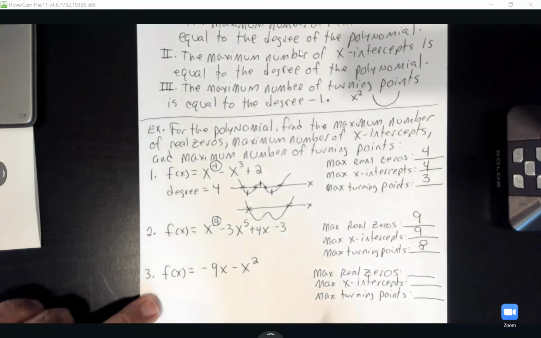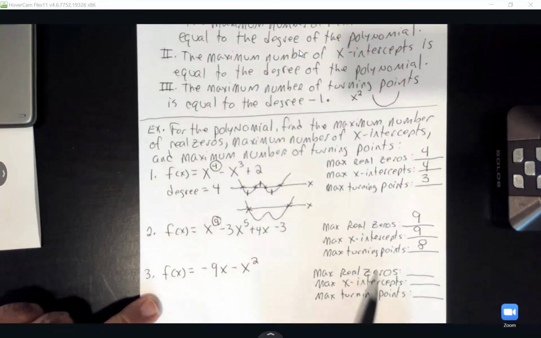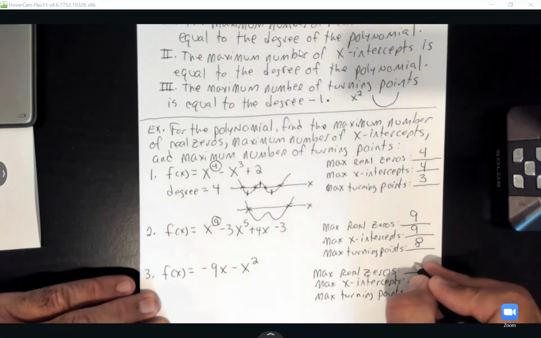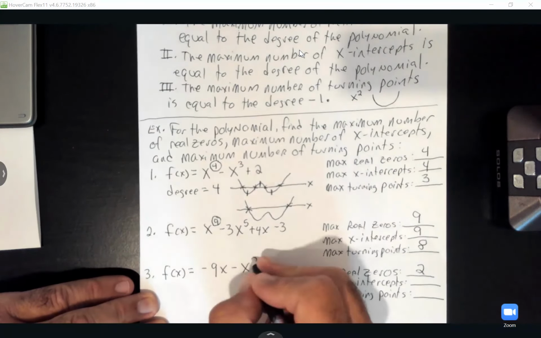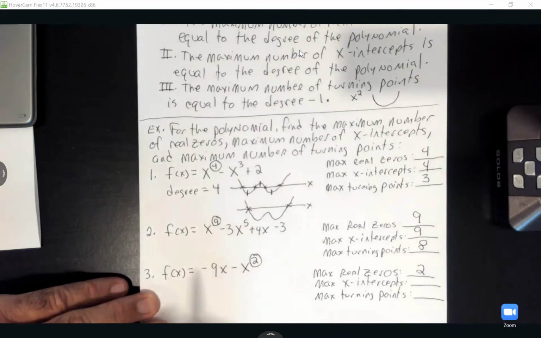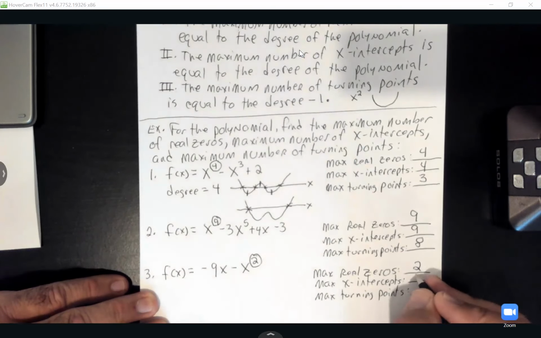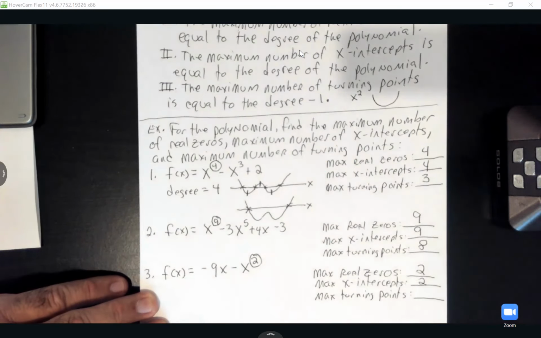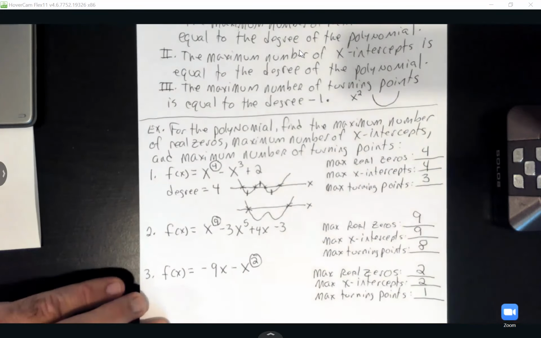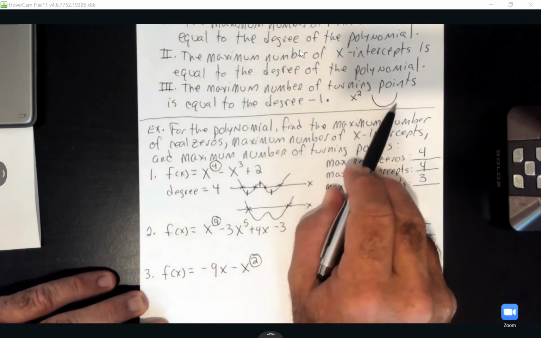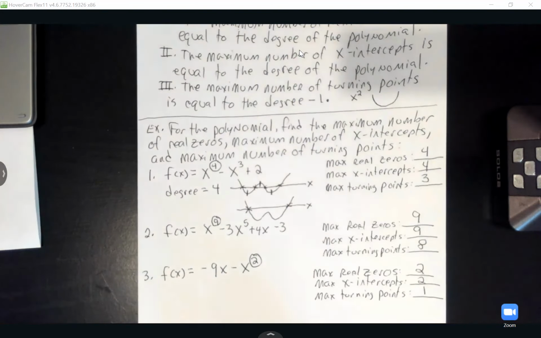All right, y'all. So how about my maximum real zeros? 2. I think it's 2. Yeah. Good job. So the only thing we can do is maybe put them out of order, but good job. Y'all found a degree of 2, which means my max intercepts, 2. And then my maximum turning points. 1. There you go. Remember, these x squared graphs are these parabolas, and they only turn once, so there you go.